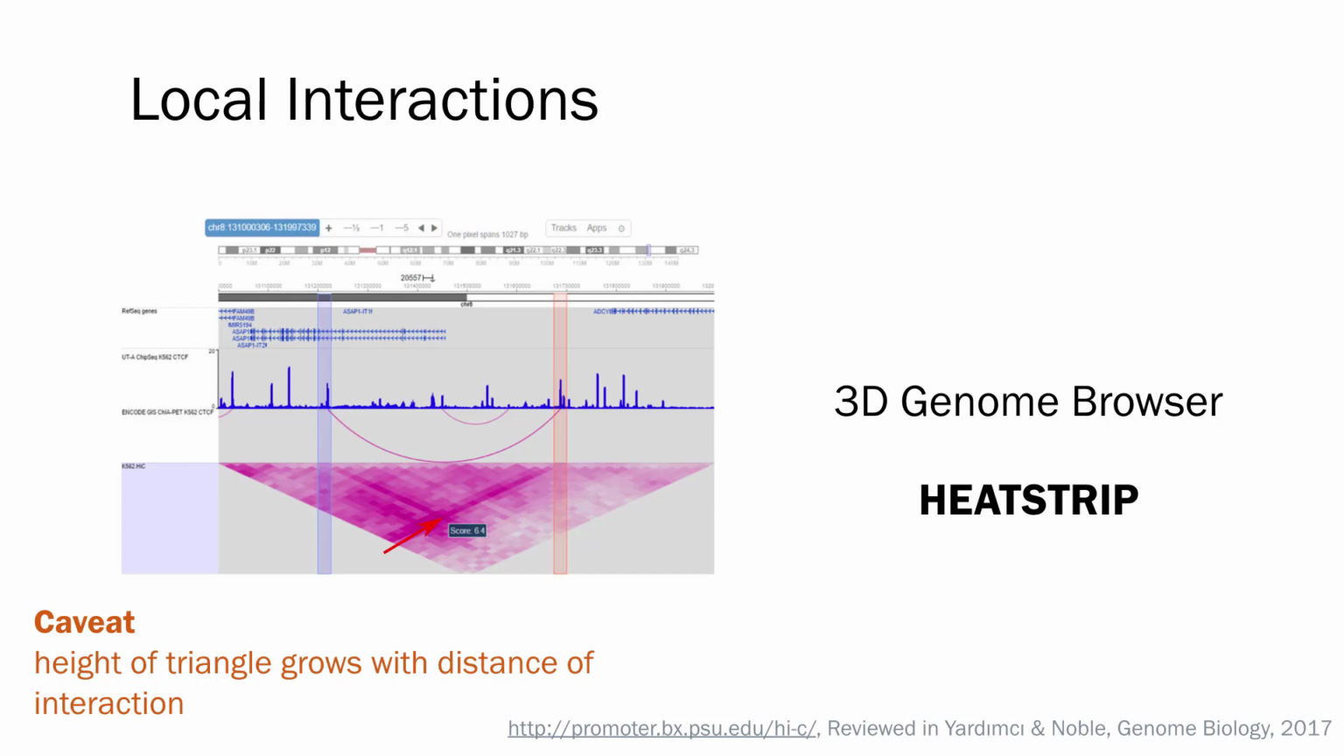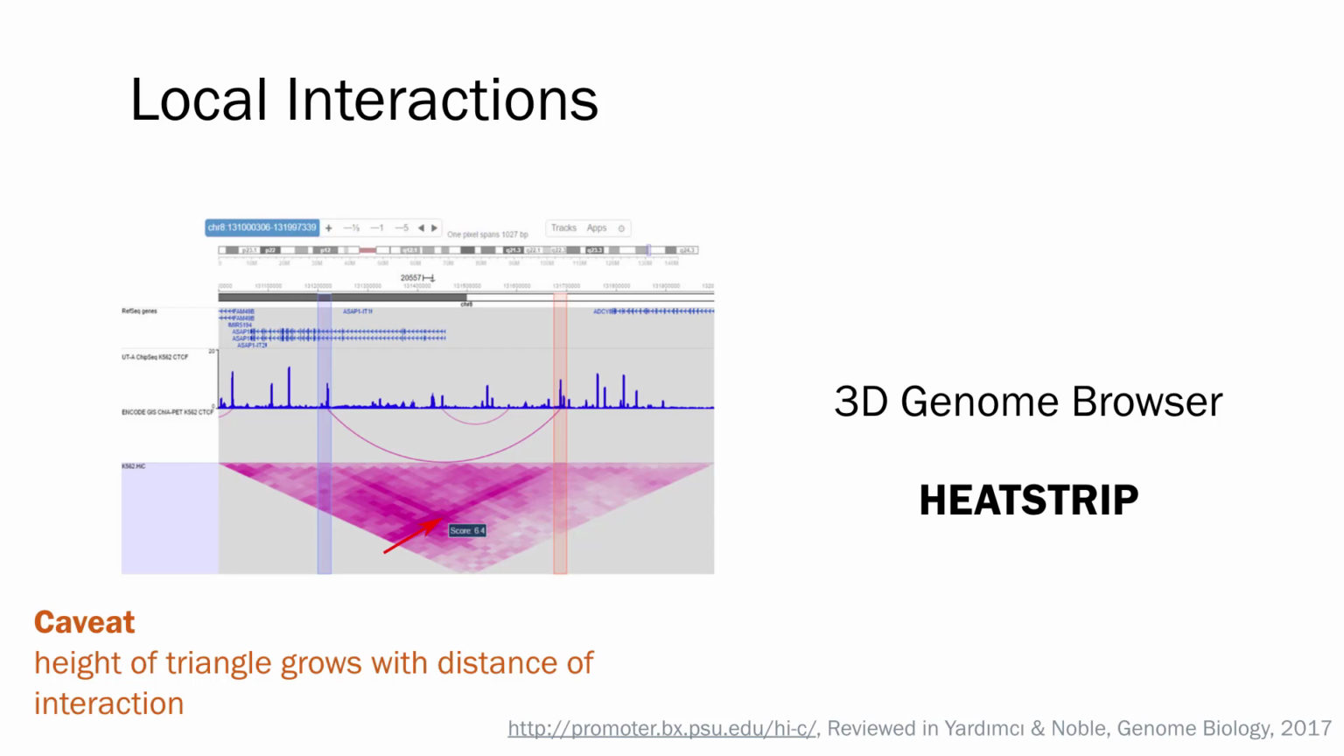So for example, for this position and this position to interact, you go down here, go over, and then find the intersection of these diagonal lines. So that's how you interpret this. And one problem here is that, although this is a strip that you can map in a genome browser like all other genome browser tracks, the range of the interaction is limited by how high this triangle is, right?